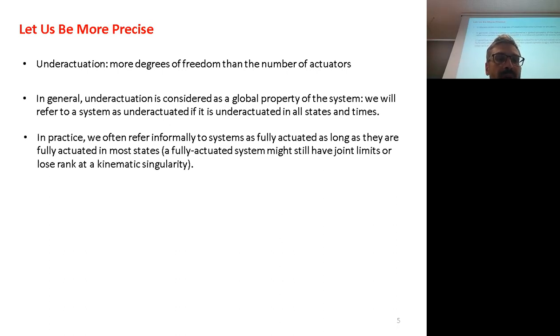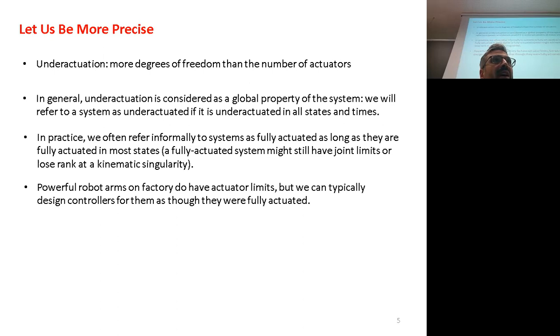we have situations where we are losing rank in a kinematic singularity, where we lose control, we lose actuation capability, or for example, we have joint limits. So in case a manipulator is hitting the joint limits, we don't say that we have an underactuated robot, but only when, always, all the time, we have fewer actuators than degrees of freedom, like the case, for example, of a legged robot.